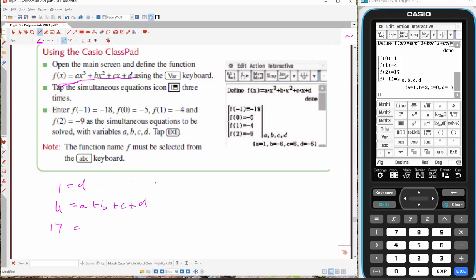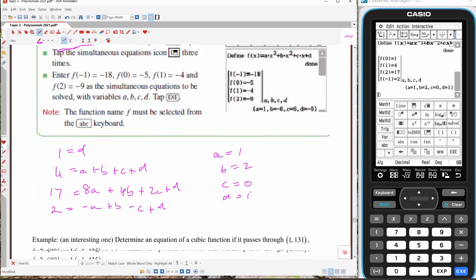So 2 goes in. That's 8a plus 4b plus 2c plus d. And we've got 2 equals negative a plus b take c plus d. So there's our 3 equations. We're going to say that a equals 1, b equals 2, c equals 0, and d equals 1.